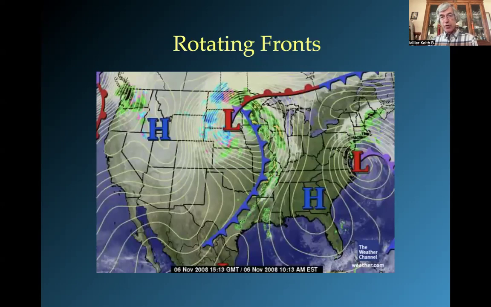So here is an illustration with the standard weather symbols. So you have the blue cold front that's pulling the cold air down from Canada into North America. And then on the right side, you have warm air coming up from the Gulf and pushing into Canada. And the whole system is rotating around that low pressure system.